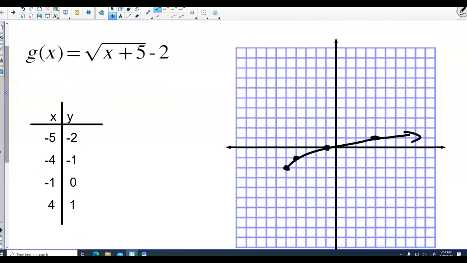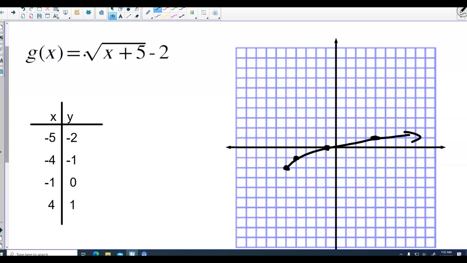A negative sign in front of the radical or in front of the x is what represents a reflection over the x or y-axis. There's none of that here. We don't have to worry about it. A number in front of the radical sign is a vertical stretch or shrink. A number in front of the x term is a horizontal stretch or shrink. There's none of that here.